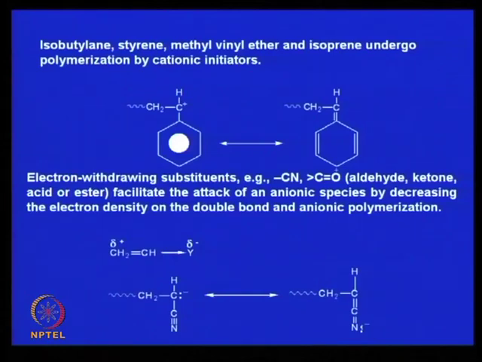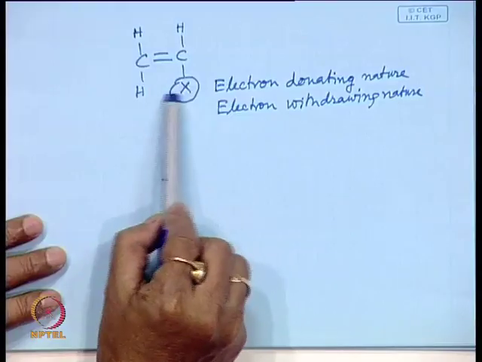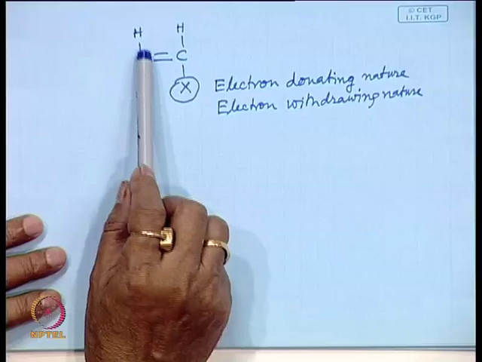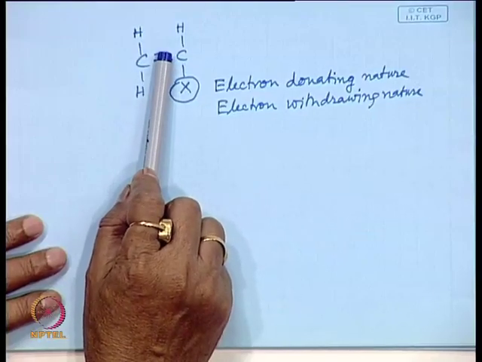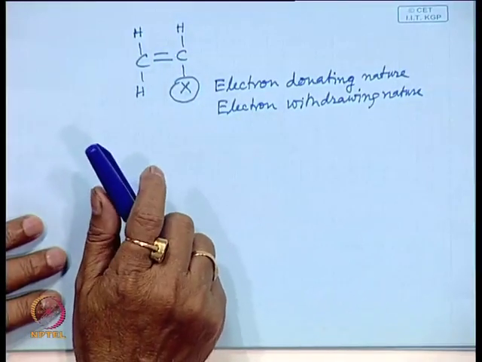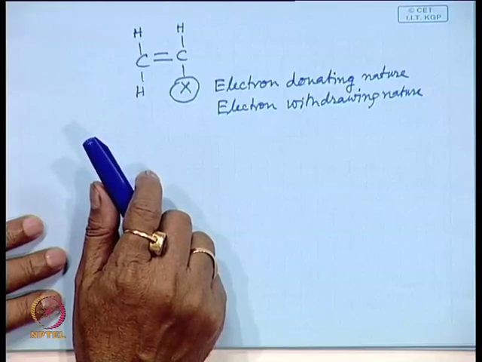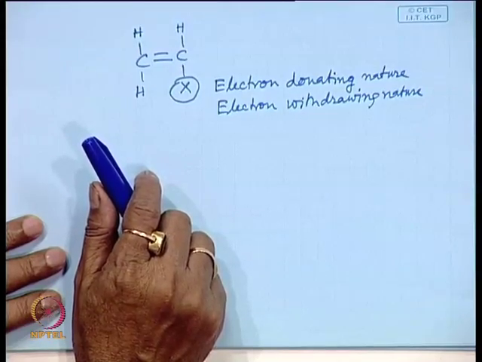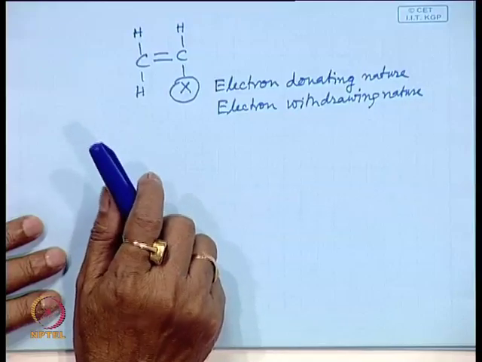What is that group? Electron donating type. Say you think of a methyl group. A methyl group is electron donating in nature. That will increase the electron density. If it is a methyl group, CH3, that will increase the electron density over here. So, this is a case of propylene, or you can take a case of isobutylene. In propylene, one methyl group, in isobutylene there are two methyl groups. So, that will further increase the electron density in the pi bond.